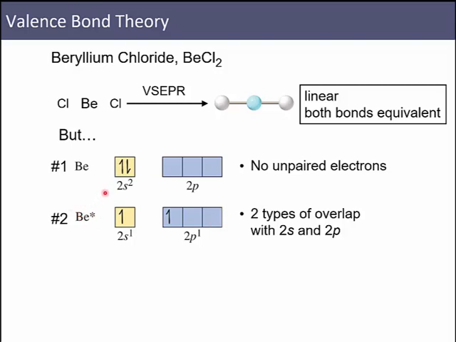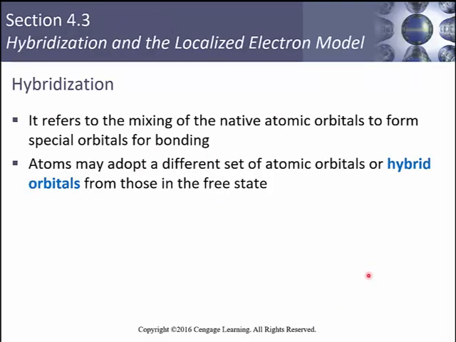So we give our beryllium a little bit of extra energy. We promote one of these 2s2 electrons into a 2p. Now I've got an unpaired electron in p. This orbital is free to share that electron with the chlorine and do an end-to-end overlap. And this s orbital, it has one electron in it. It's free to do an overlap end-to-end with this chlorine over here. Okay? So what we've got is a process called hybridization that is going to explain this.